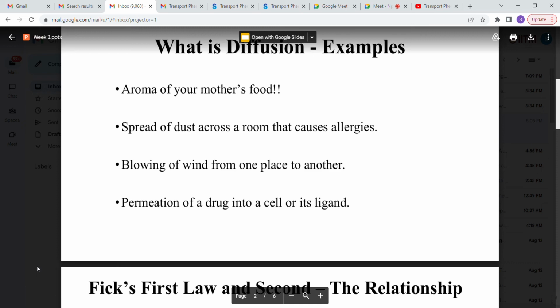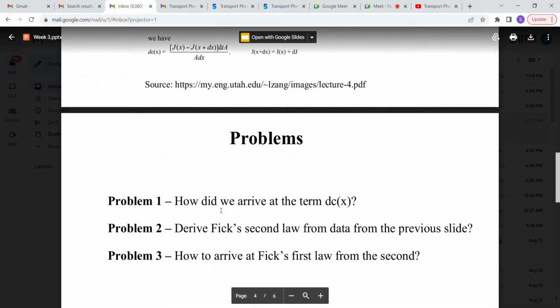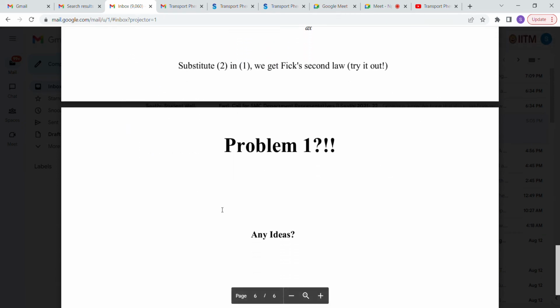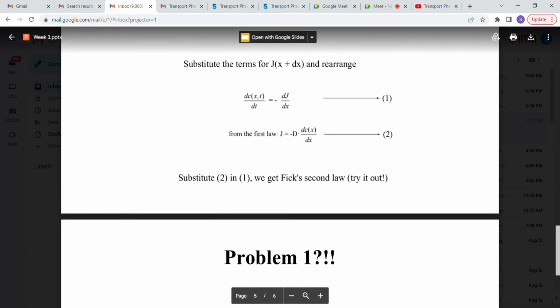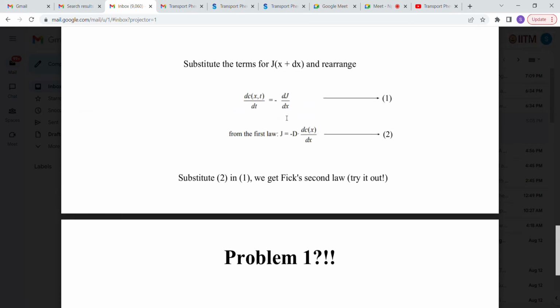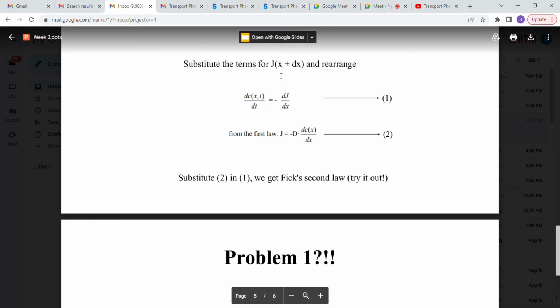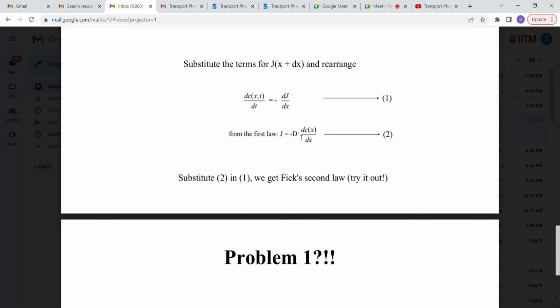I hope you were able to deduce this. We left it at dj by dx equal to 0, and we said that we'll arrive at Fick's first law from that. It's very simple. You do the reverse of what you did when you arrived at this Fick's second law. So dj by dx equal to 0, or d by dx of j, which is, you know, one second.